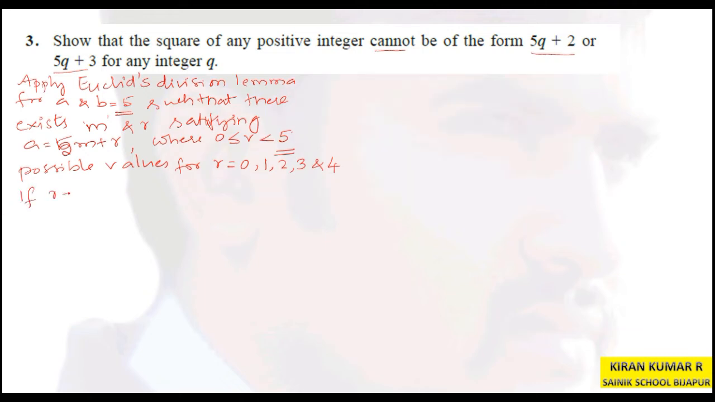If the value of r is 0, then a becomes 5m. Now if we square on both the sides, we get a square is equal to 5m whole square, which is 5 times 5m square, say 5q form.